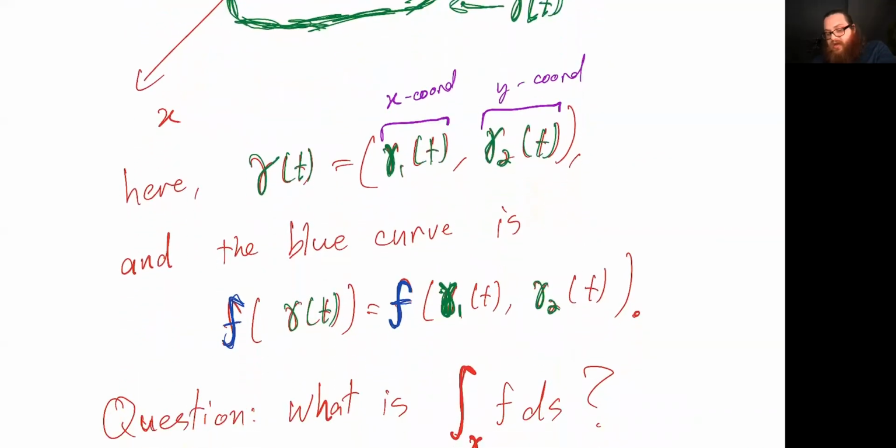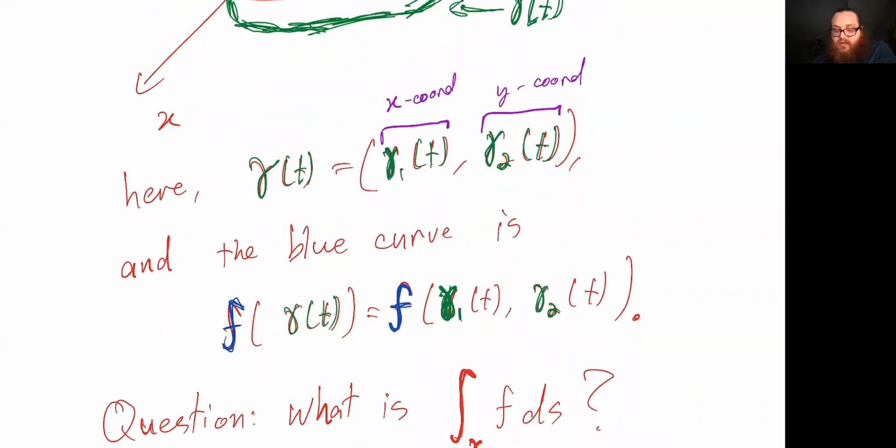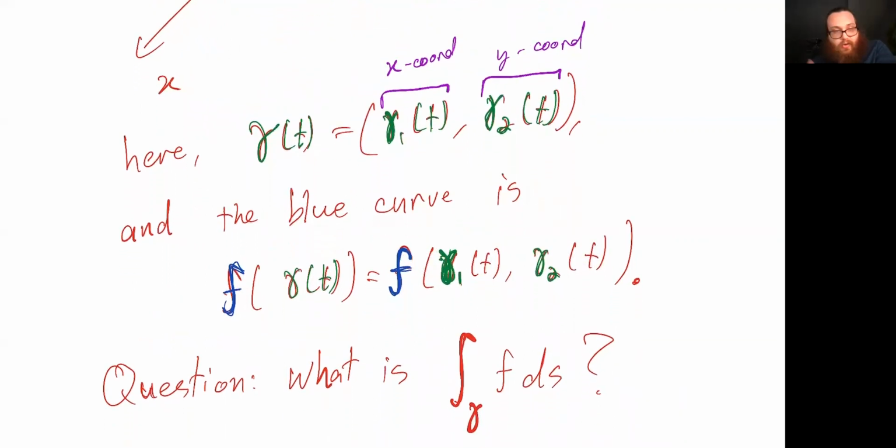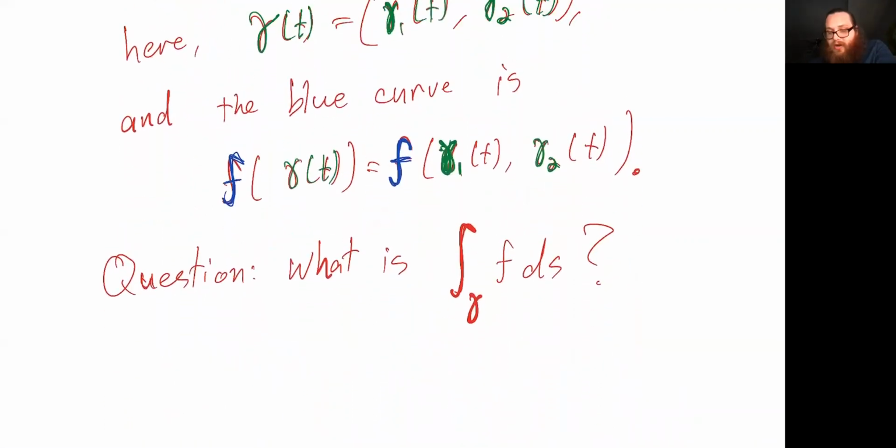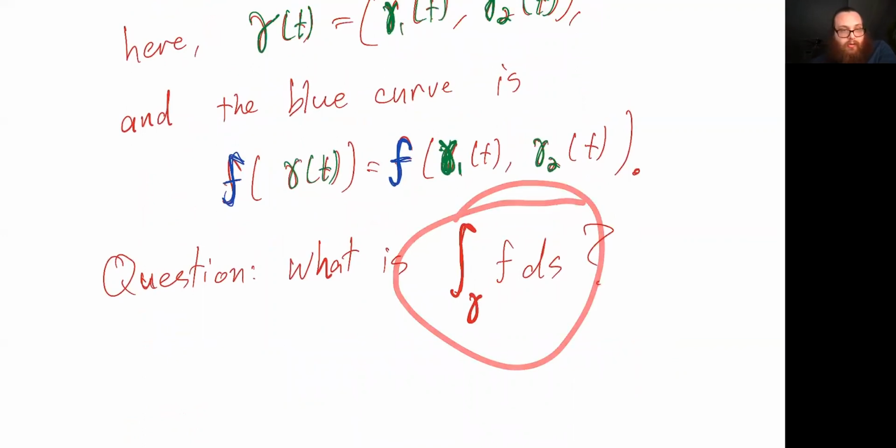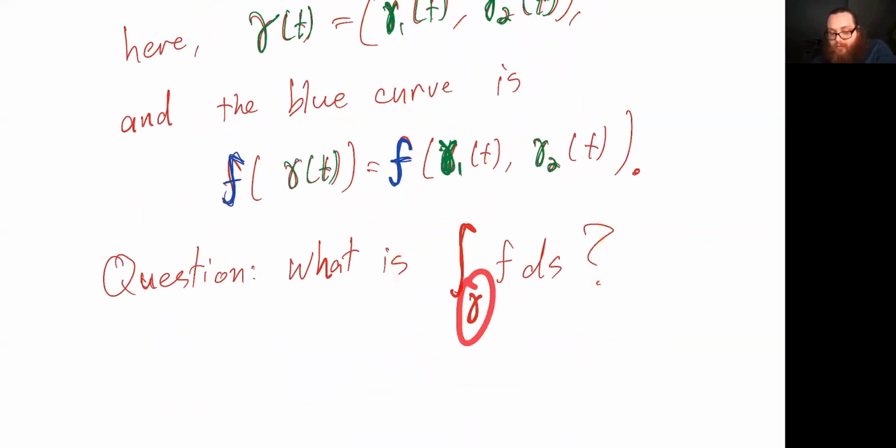And then, as I said, the blue curve is the function we're interested in, f, evaluated at points of the curve. Another way to write that is f of gamma 1 of t, comma, gamma 2 of t. And so the question I was getting at is, what is this one-dimensional integral with respect to this one-dimensional curve for this two-dimensional function or higher dimensional function?